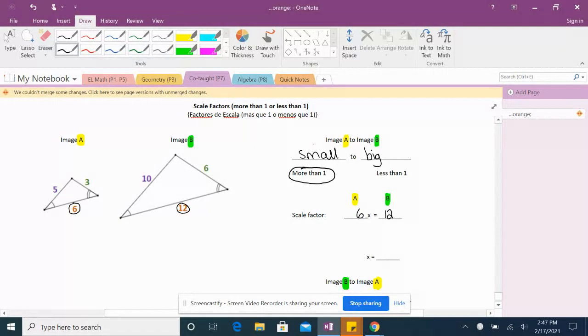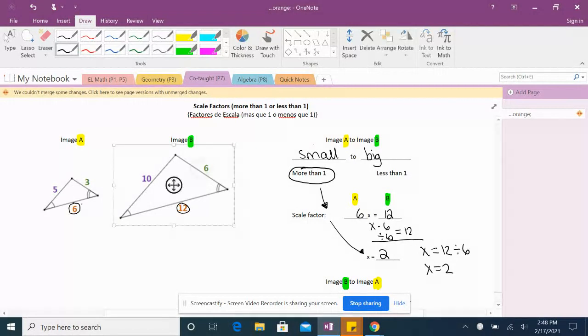So B is 12. Now we backtrack to find X. Ahora backtrack para buscar la X. So X equals 12 divided by 6. And X equals 2. So the scale factor is 2. El factor de escala es 2. And 2 is more than 1. Y 2 es más grande que 1.